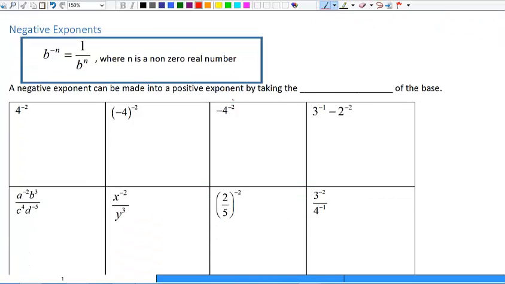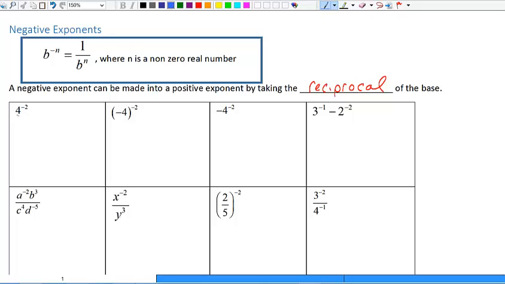Our next topic is negative exponents. The rule says that b to the negative n, if we have a negative in the exponent, which is not the same as a negative on the base, equals 1 over b to the n. Again, where n is a non-zero real number. So what this means is if you have a negative in the exponent, it moves downstairs, or we take the reciprocal. So a negative exponent can be made into a positive exponent by taking the reciprocal of the base. So let's practice that.